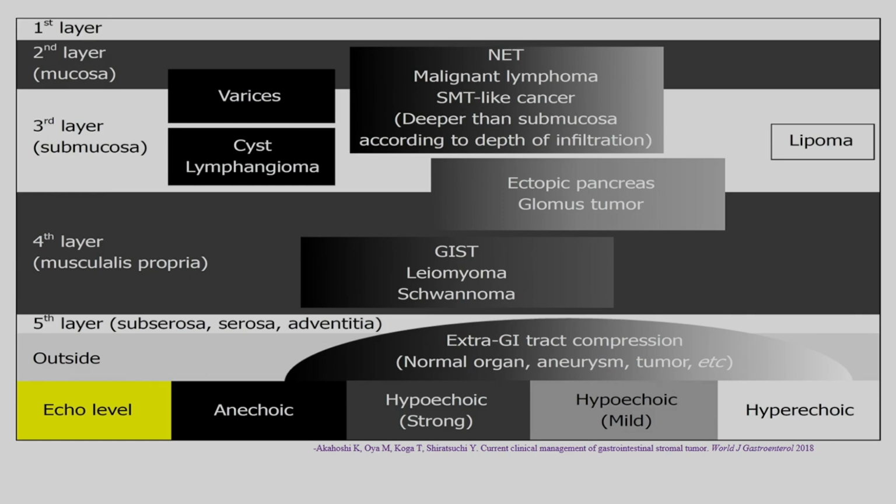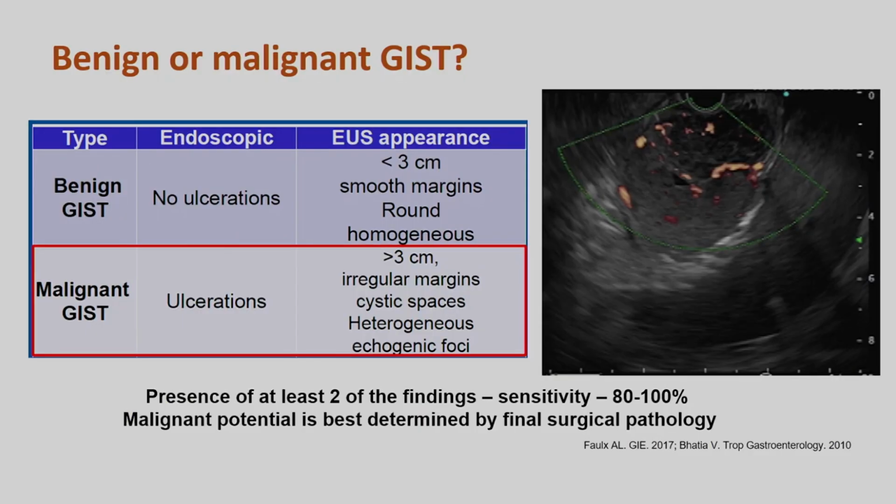Another advantage of EUS is you can make out if the lesion is outside the GI tract. So is it extra GI tract? Sometimes some organs compress and give an impression that it is a submucosal lesion. And you can very well differentiate if it's any vessel or a tumor which is outside, in the subserosa or serosa. You can make that out with EUS.